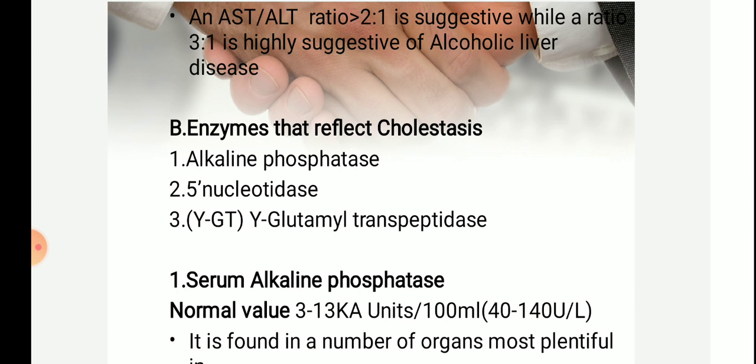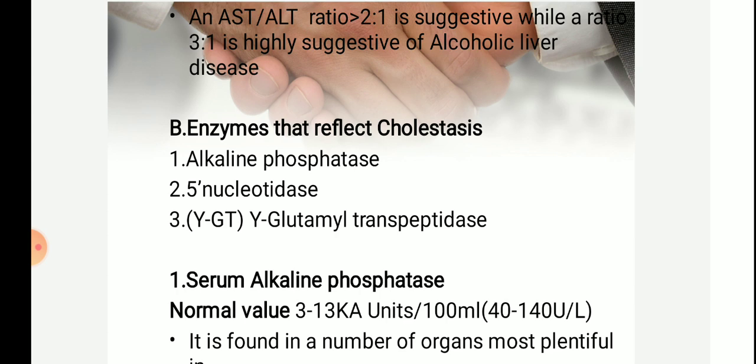Enzymes that reflect cholestasis. So important one. Even in viva they can ask you this: what are the enzymes that reflect cholestasis? So these are the ones: the alkaline phosphatases, nucleotidases, gamma glutamyl transpeptidase.